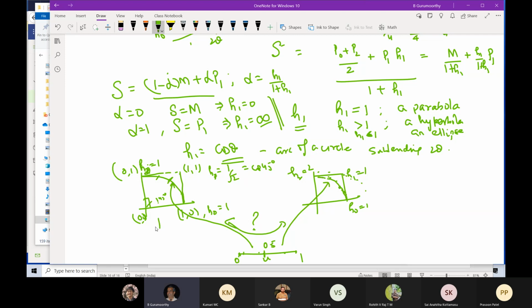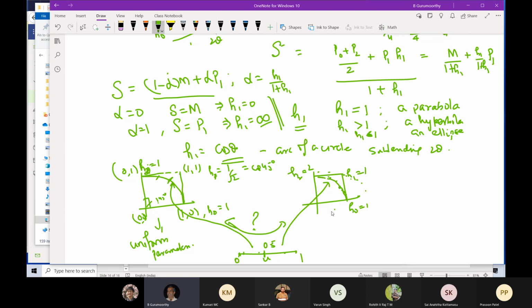So this will give you a uniform parameterization, meaning that a point at the middle will be a point in the middle here as well, whereas this will not give me a uniform parameterization. That's the only difference. Otherwise, both are identical arcs of a circle.